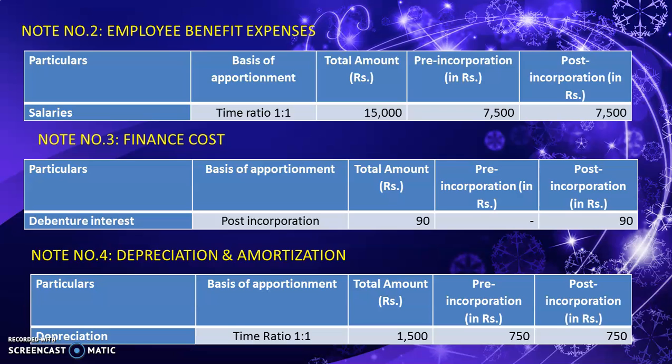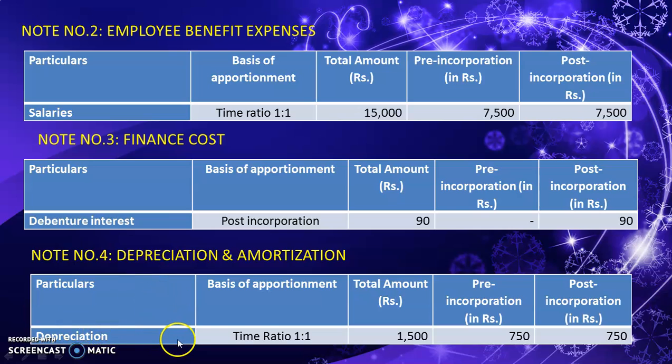Note number 2, employee benefit expenses, salary. The same must be apportioned using time ratio. The value given in the question is 15,000 and 1:1, and hence 7,500 and 7,500. Note number 3, finance cost. Only one finance cost is given, that is of debenture interest, and debenture interest is the interest expenditure related to post-incorporation period. So the entire 90,000 should be in the post-incorporation column. Note number 4, depreciation and amortization.